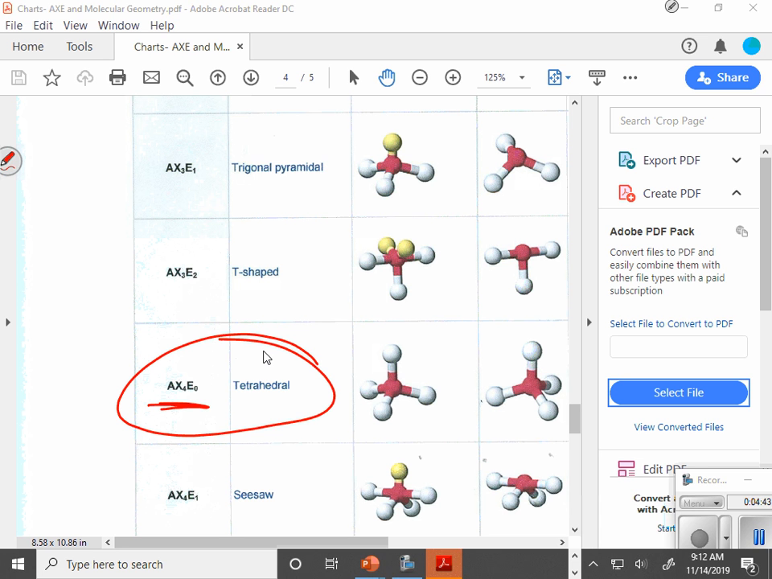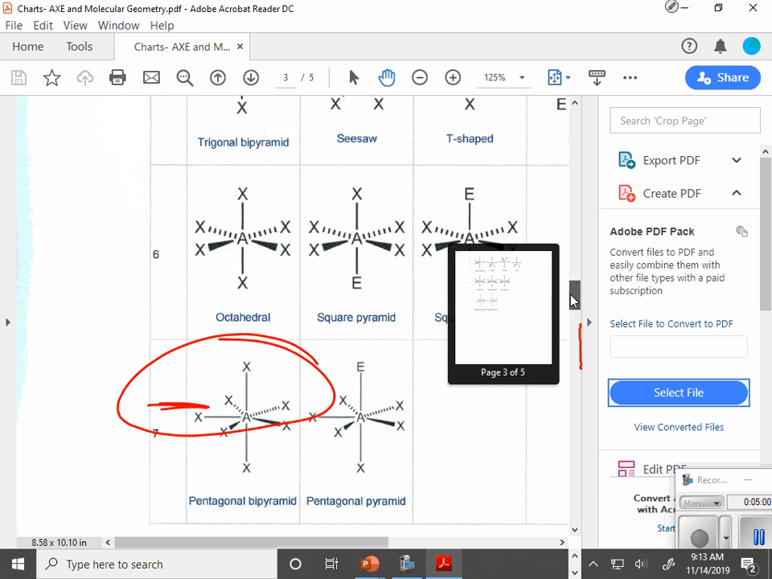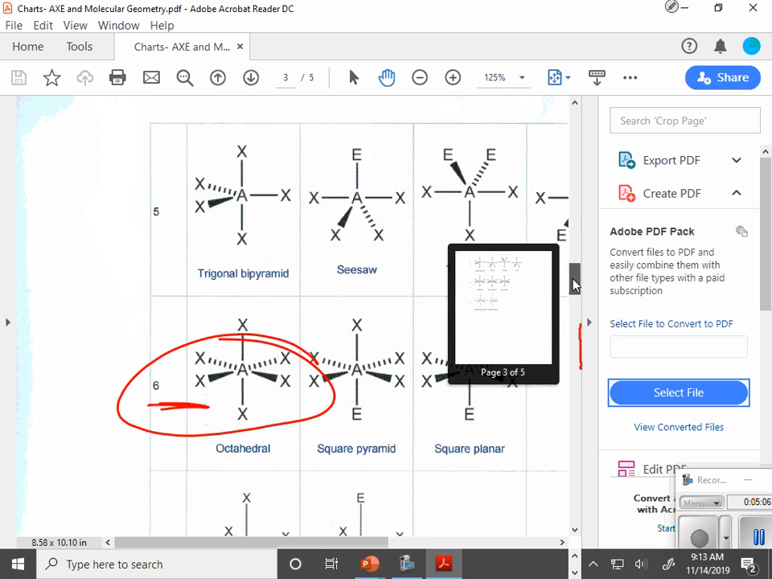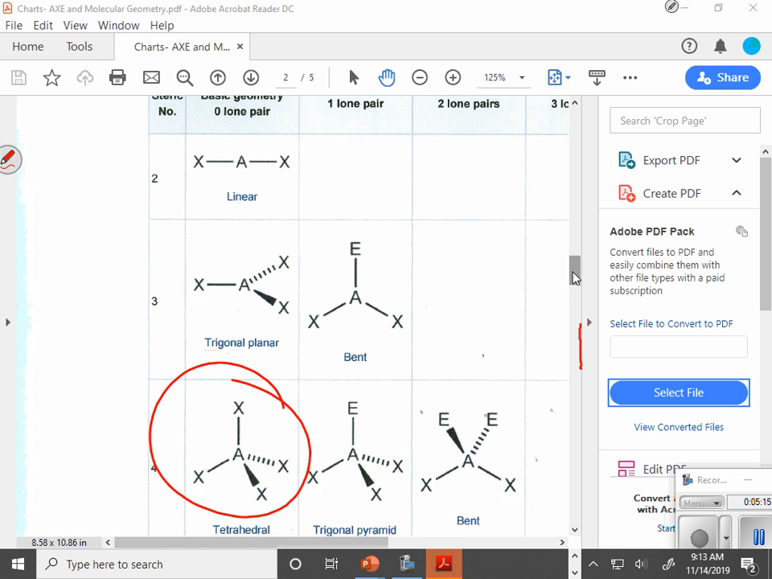Now, I need to go back and do that Fisher projection. Let me go back up on my diagram until I find tetrahedral. Where is my tetrahedral? There it is. Now here is my tetrahedral. So when I'm doing my Fisher projection for methane, I'm looking at that right there because that is tetrahedral.